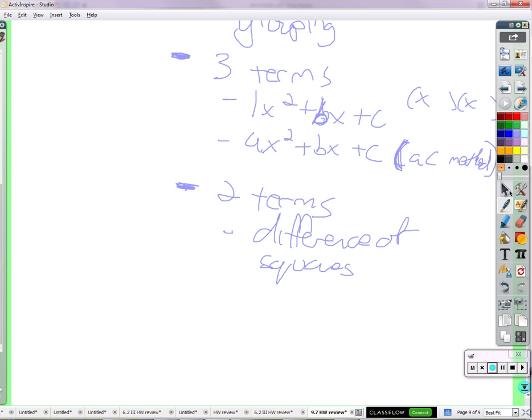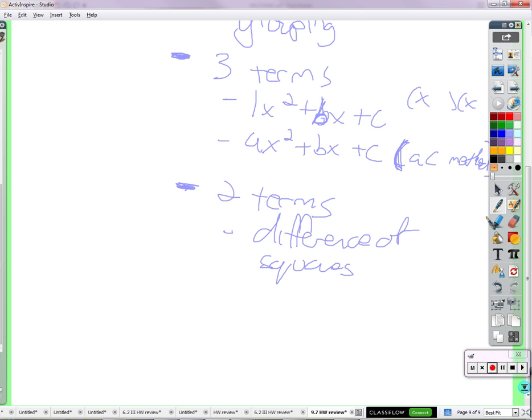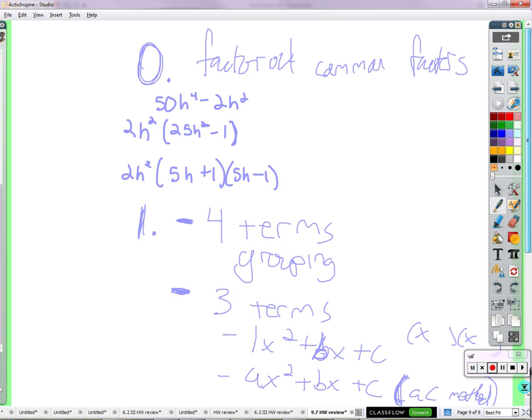Okay. Remember, all of this is preceded by factoring out anything they have in common. If you don't do that, it's going to be significantly more difficult if you don't take that factor out that they all have in common.